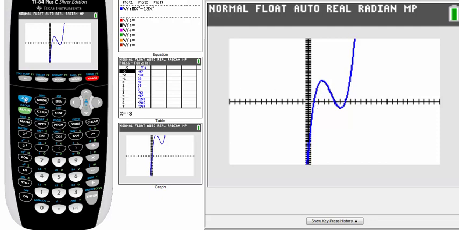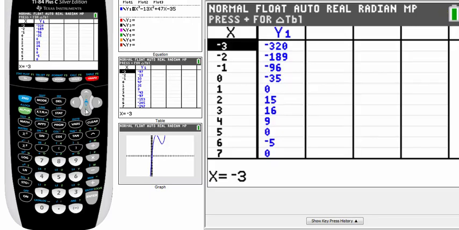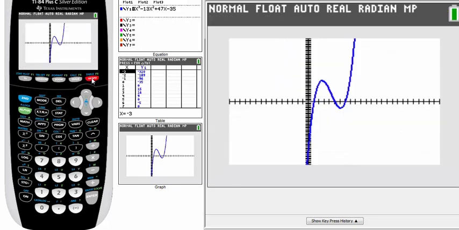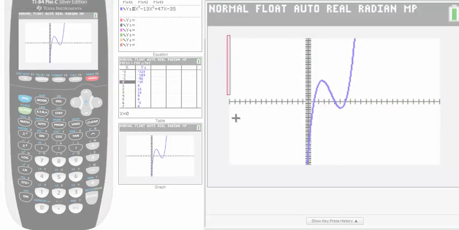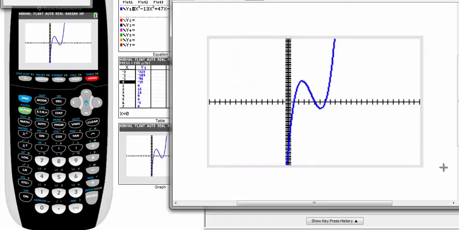So let's go over here to my table and see if we can see these same values on the table. Here's 1, here's 5, and here's 7 where I have all the zeros. So I can graph this. I don't have to worry about the long polynomial division if I don't want to. I can see my solutions pretty clear right from the graph.